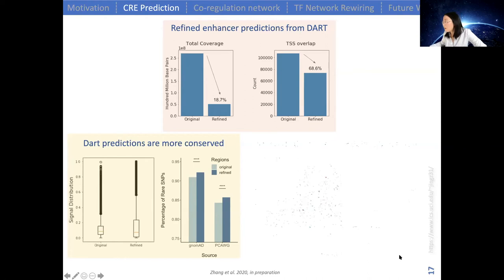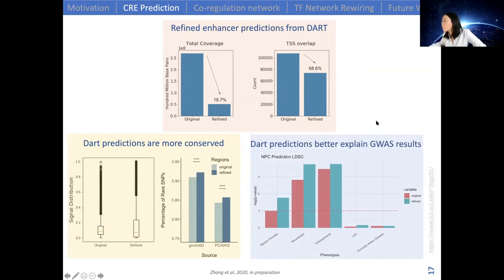And we use these regions to explain the GWAS variants, which are the variants that we are using to explain the psychiatric disorder phenotypes. Actually, we see that using only around 20% of the original data, we can explain better the psychiatric disorder related phenotypes.